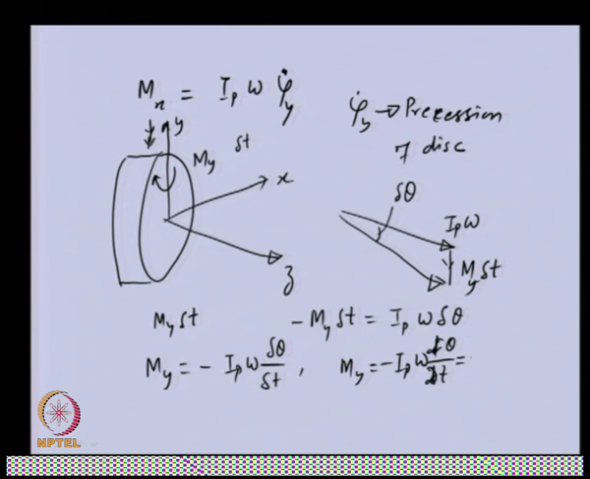This I am expressing as I p omega theta dot about the x axis. So this is the angular velocity about the x axis. This is the gyroscopic moment which will be acting about the y axis if we are giving a precession about the x axis by delta x.